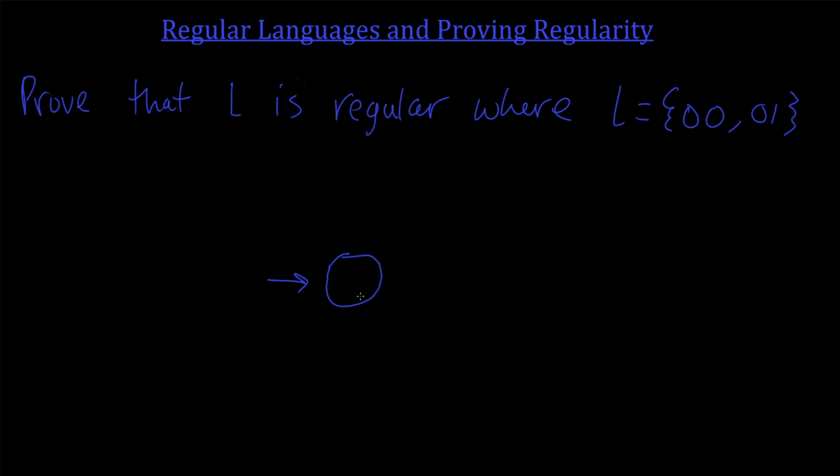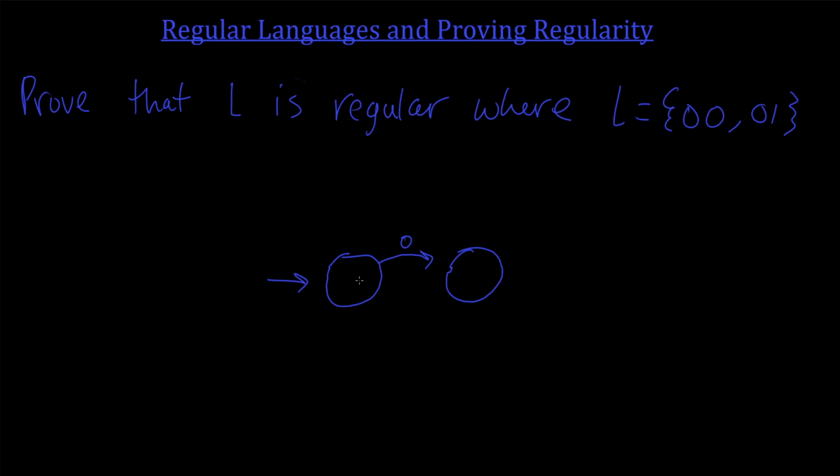What happens if we read in the character 0? Well, that's going to get us a little bit closer to a string in the language, but not quite. We don't quite have 0, 0, or 0, 1. So let's move to another state that's a reject state because we don't have these strings yet, but we've moved a little bit closer to accepting the string.